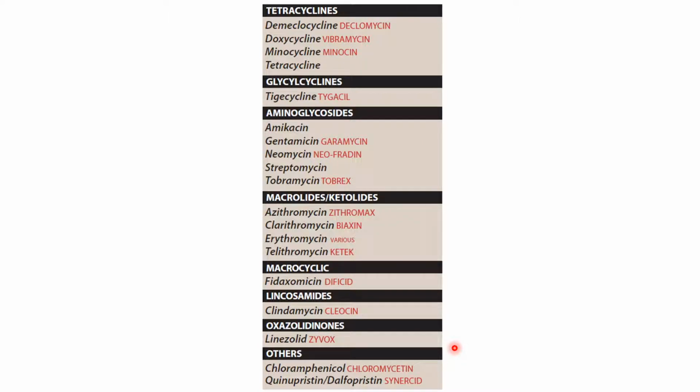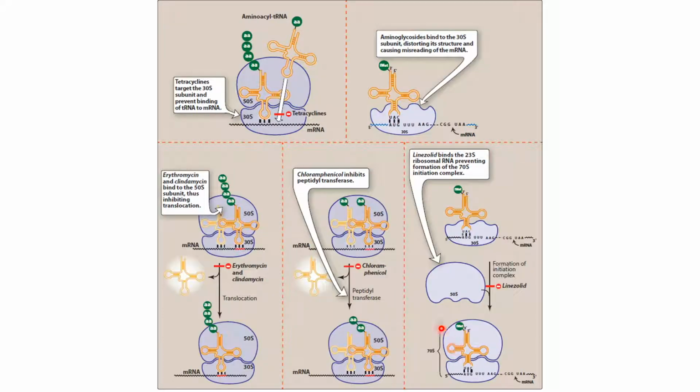So the mechanism of action includes the inhibition of binding the transfer RNA to the messenger RNA. So this is the S30 subunit of the ribosome.